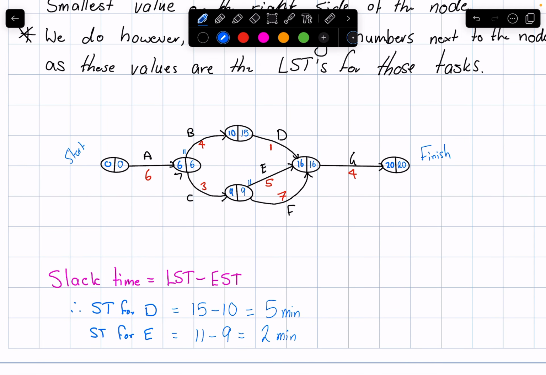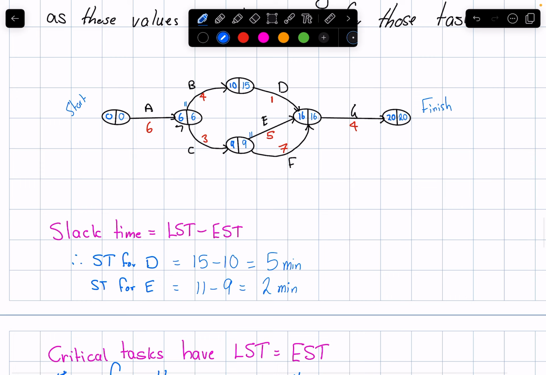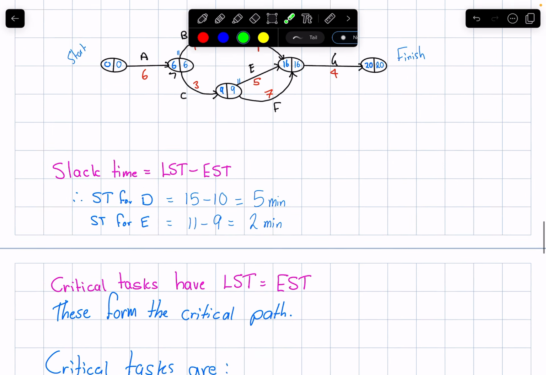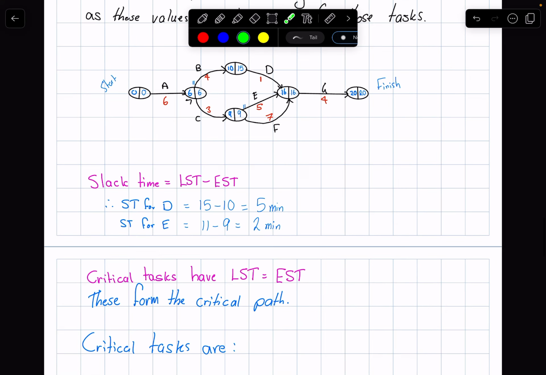Awesome. Now, I said at the start, this was how we're going to solve complex situations for the critical path. Critical tasks, which are the ones that make up the critical path, have LST equals EST. So that means the values in the bubbles at the start are the same. So if we're looking at this network here, my critical tasks are going to be A. Then I come down here because my little number's here, I know I go this way.